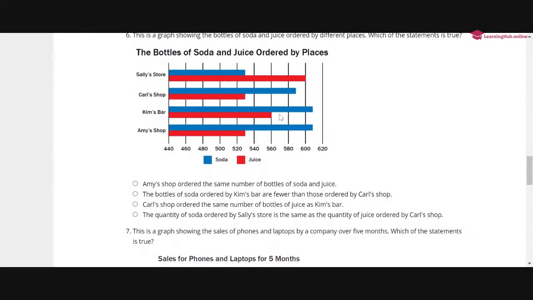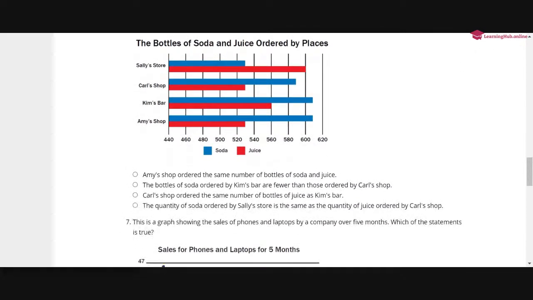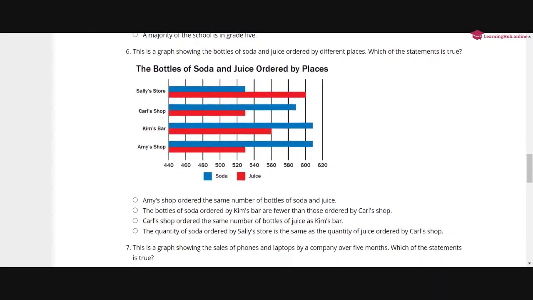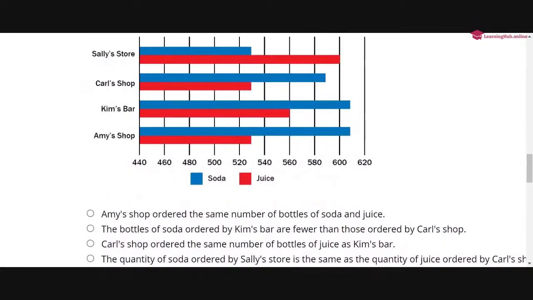All right, interpreting this graph. Okay, so it says, this is a graph showing the bottles of soda and juice ordered by different places. Which of the statements is true? So look at this. You have Sally's store. Oh, first of all, guys, you need to look at the key. So blue is for soda and red is for juice. That's the first thing you need to look at. Look at the key. Blue for soda, red for juice. All right, now look at this, guys. It says, which of the statements is true? All right, so Amy's shop ordered, I'm making the graph big now, you know.